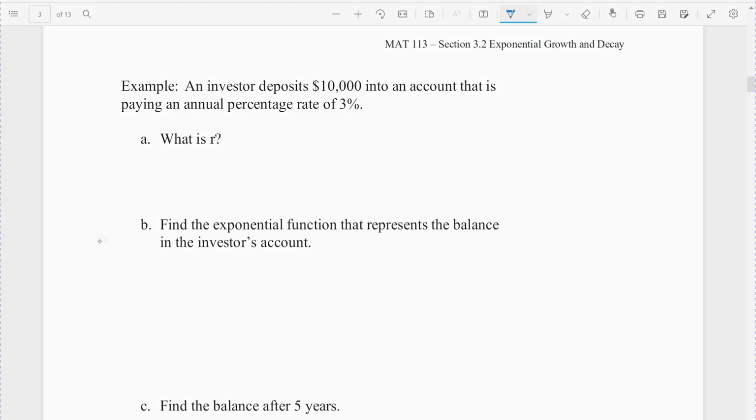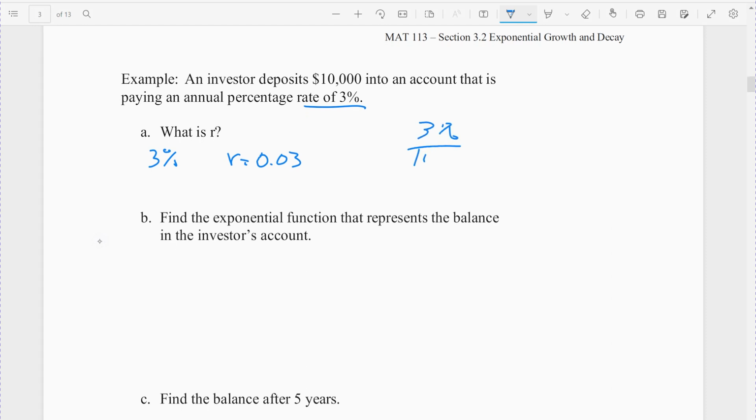So the second example of exponential growth: suppose an investor deposits initially $10,000 into an account that's paying an annual, so annual means yearly, a yearly percentage rate of 3%. All right, so R is 3%, and again, when we write it as a decimal, it's 0.03. If you're not sure, divide by 100%. Take the 3% divided by 100%, and that'll give you your decimal. Or move the decimal over twice. That's another way to do it.